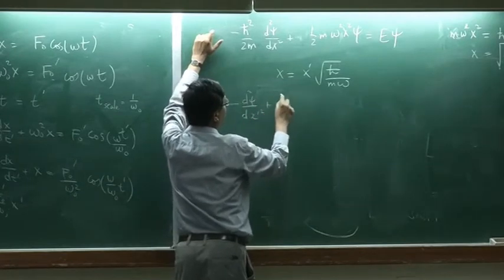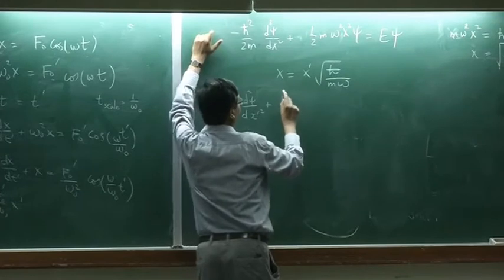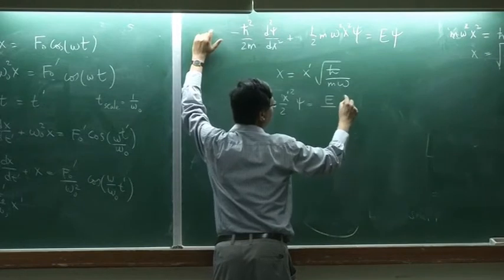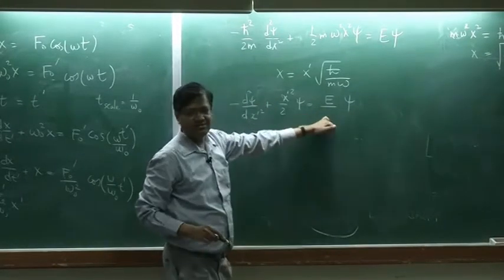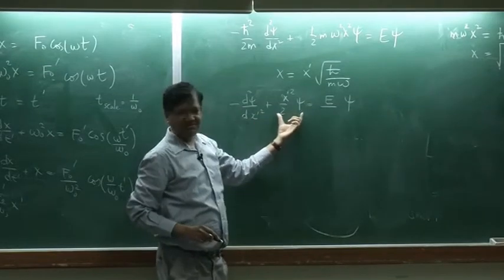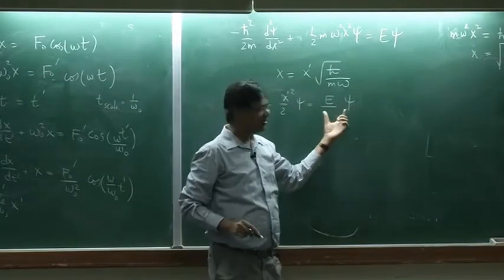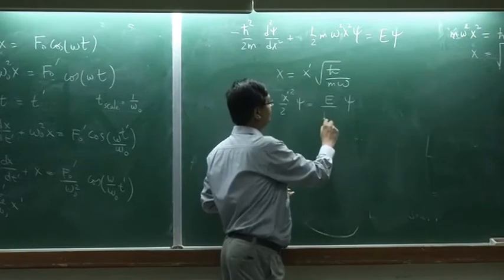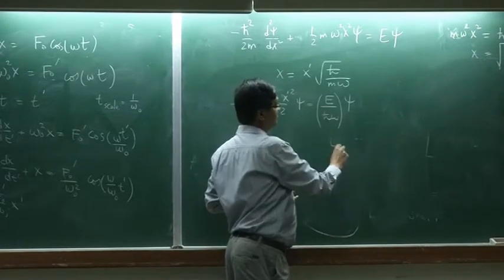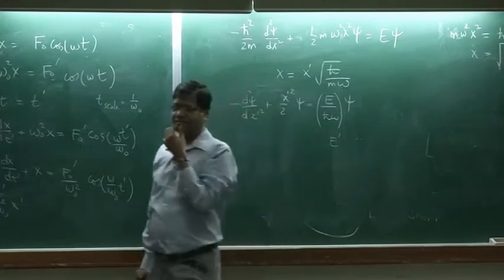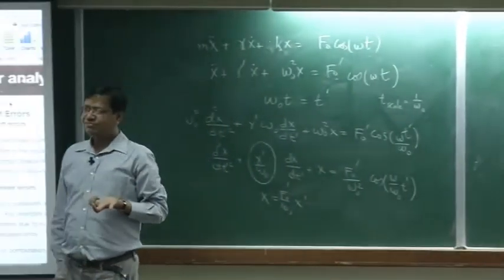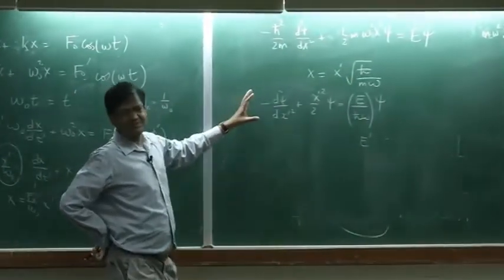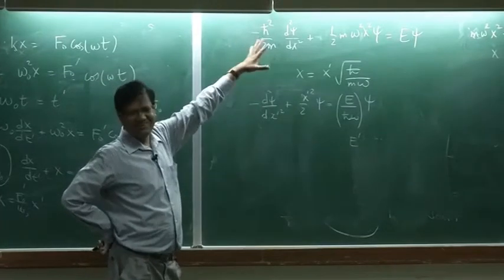d squared psi by d x prime squared plus half x prime squared psi, and so what comes here? E divided by, this is the dimension of psi, this is the dimension of psi, so this should be dimensionless. So what should divide here? h bar omega. Okay, so this is E prime. So we have only one parameter, E prime; h bar, m, omega are all gone, and you solve this differential equation. Nice looking, right? You do not need to worry about h bar, m, and so on.